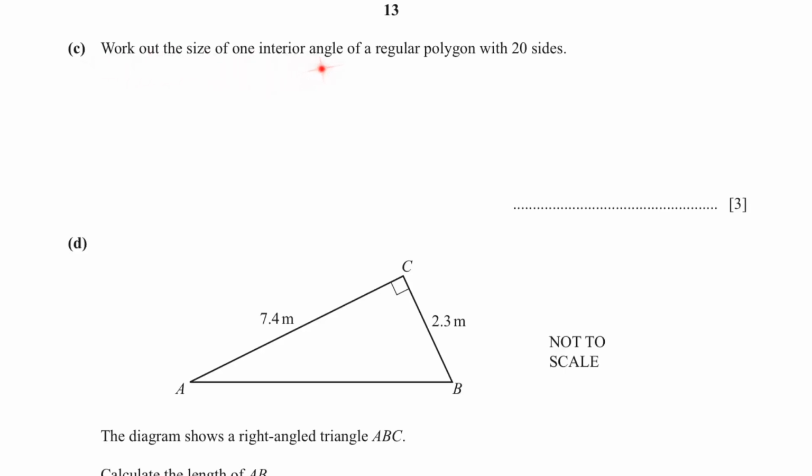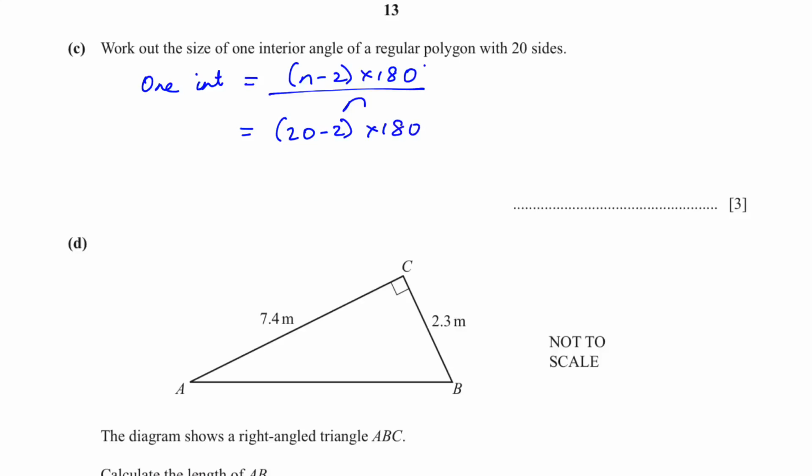Work out the size of one interior angle of a regular polygon with 20 sides. The formula to find one interior angle is (n minus 2) times 180 divided by n. N is the number of sides. Here we have 20, so 20 minus 2 multiplied by 180 divided by 20. And this will give us 162. So the size of one interior angle is 162.